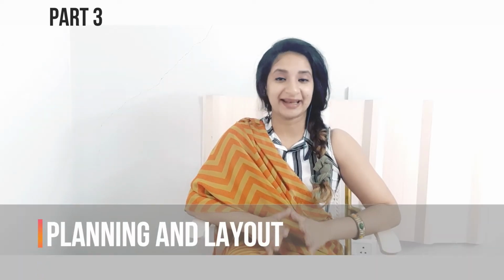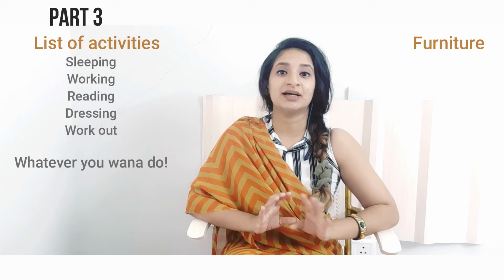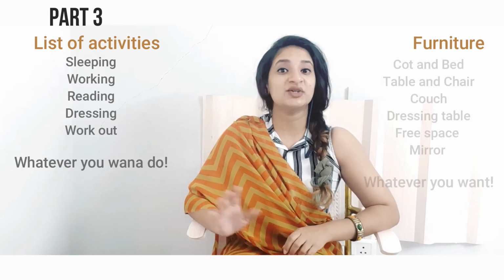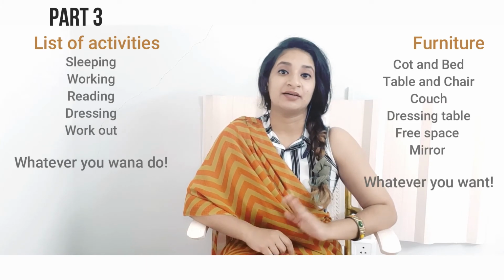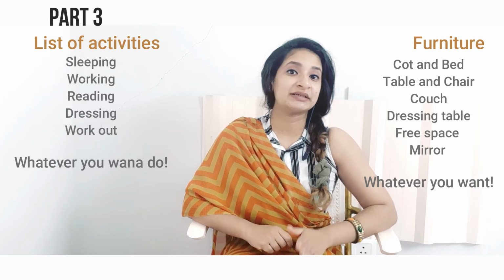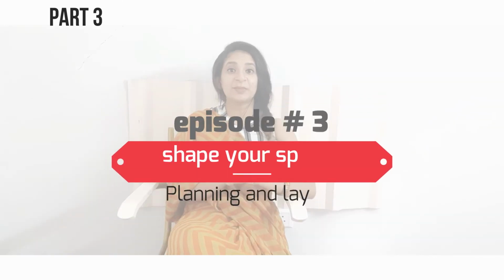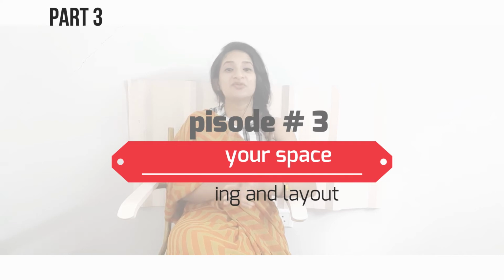Part 3, planning and layout. It's a very crucial stage of designing. So you have to make the list of activities that you are planning to do in the personal space. Once you have the list of activities, write down the furnitures that you will require for each activity. From this list of furnitures, you have to sort out large furnitures and group of furnitures that you are planning to arrange in your room. Now, how to arrange these furnitures is explained in the episode planning and layout, so please don't forget to watch.